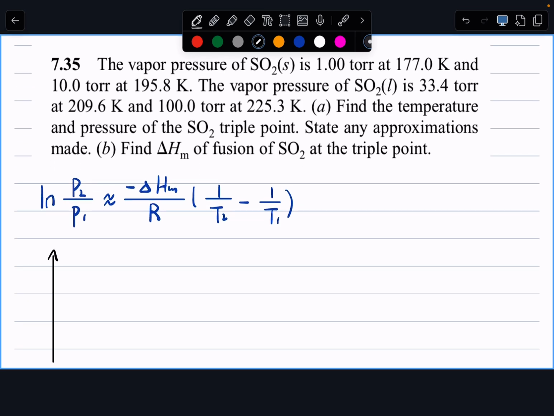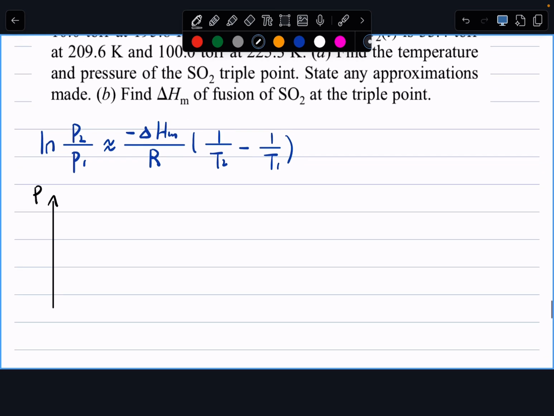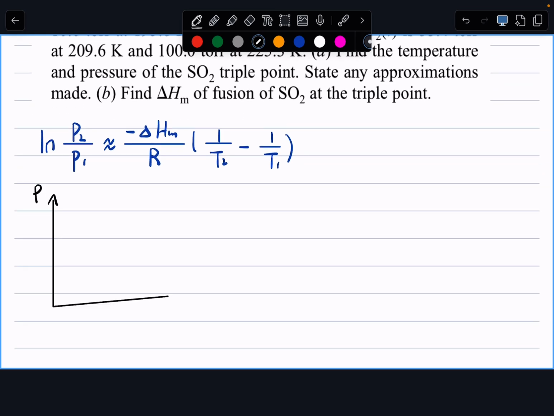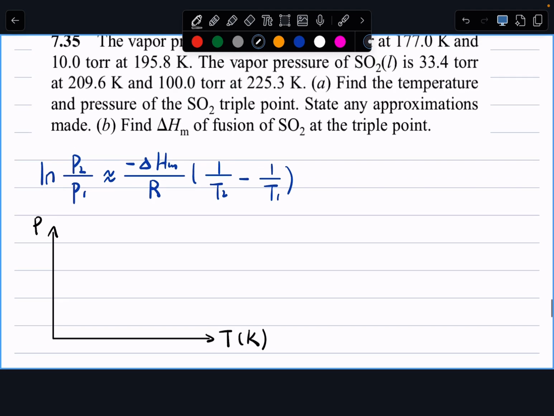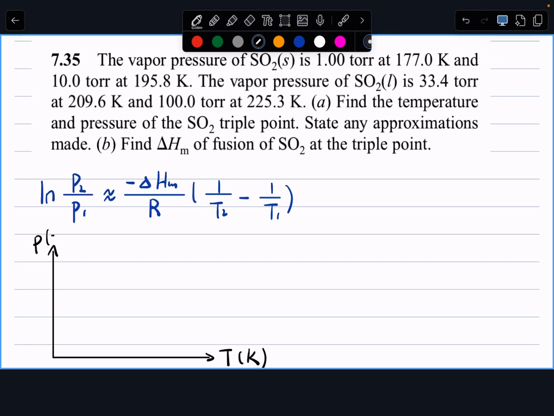So let's say on the y-axis, I have my pressure. On the x-axis, I have my temperature. And let's use the same unit that's given in the question. Let's focus on the first one, which is the solid-gas equilibrium first. When we're saying it's the vapor pressure of the solid SO2, we're talking about the solid-gas equilibrium.